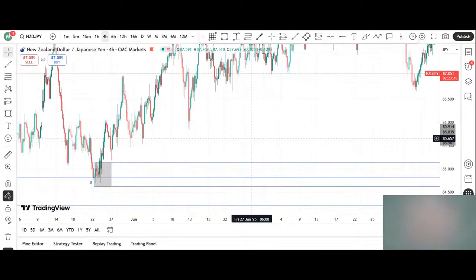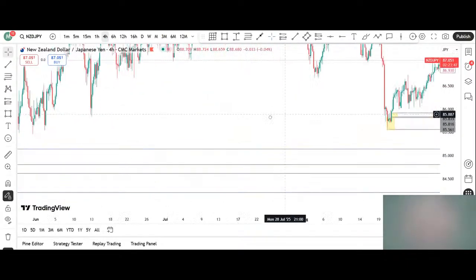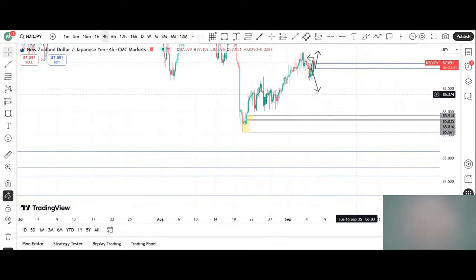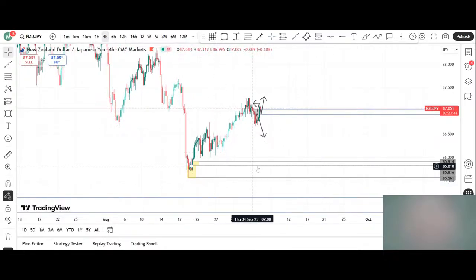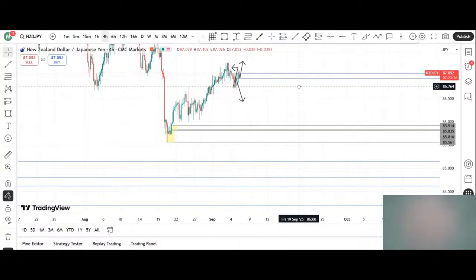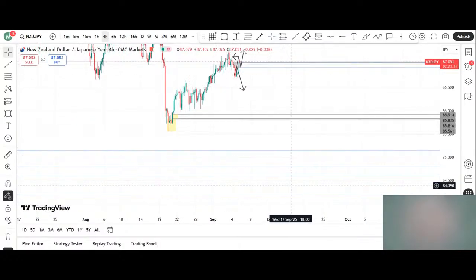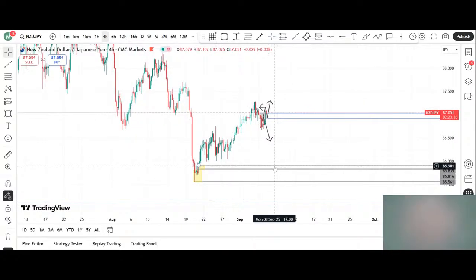So to create this move up that we're having, it's not reacted off of anything here, but it's just created 4 hour demand on the way up. So there's definitely 2 or 3 levels as targets if we do get into a short up here. This is your first target. Break these lows, continue going down.